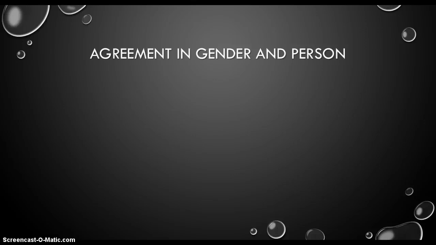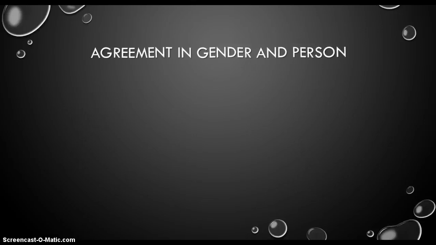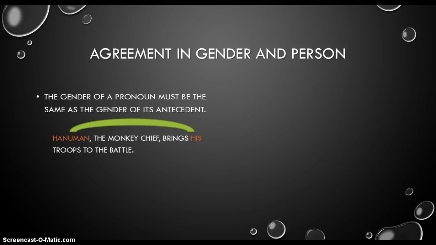You also have to agree in gender and person. So gender is going to be masculine, feminine, or neuter if it doesn't refer to either one of those. So you have to have the gender of the pronoun the same as the gender of the antecedent. So here we have Hanuman, the monkey chief, brings his troops to the battle. Now we have a masculine antecedent, we need to have a masculine pronoun.